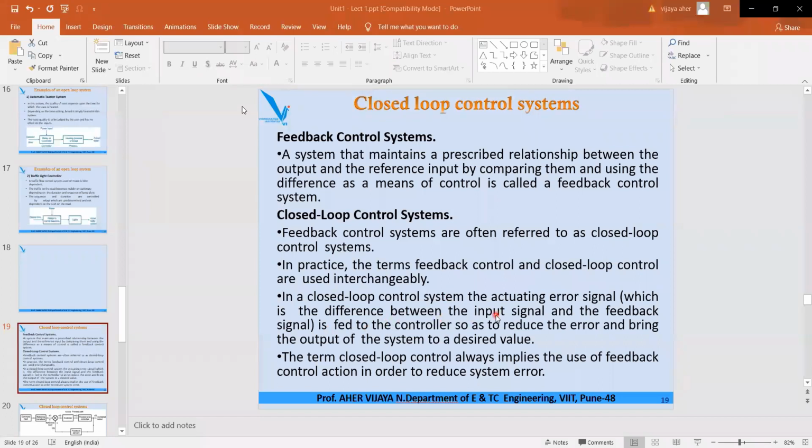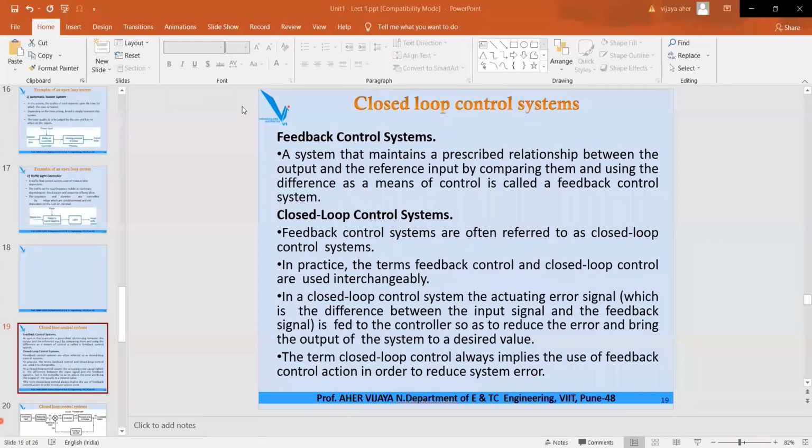In a closed loop control system, the actuating error signal, which is the difference between the input signal and the feedback signal, is fed to the controller so as to reduce the error and bring the output of the system to the desired value. That is nothing but at the output of the process. The term closed loop control always implies the use of feedback control action in order to reduce the system error.